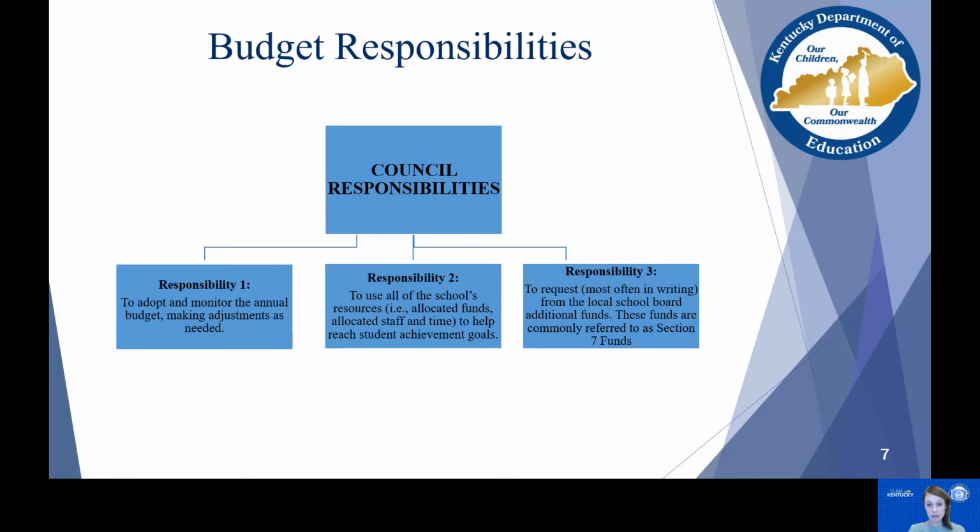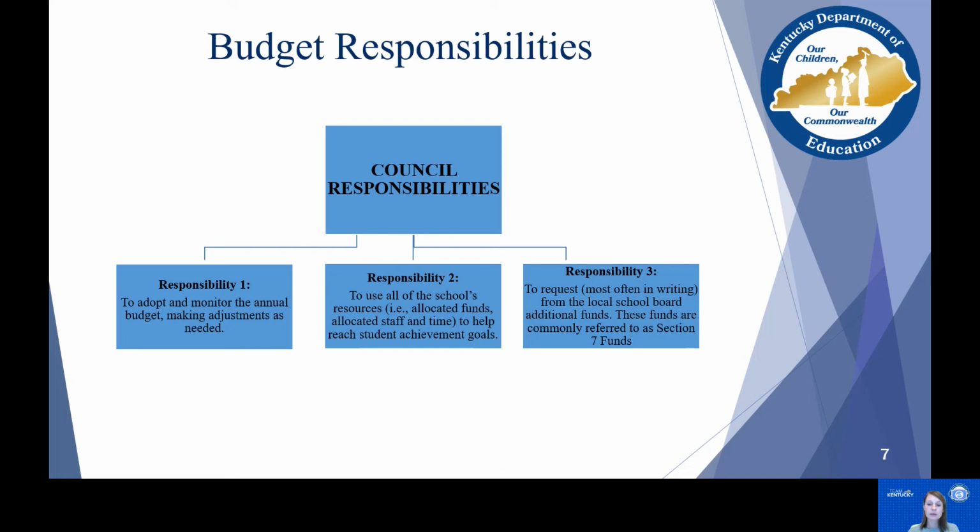So in regards to the budget, you as a council member have these responsibilities. Number 1 is to adopt and monitor the annual budget, making adjustments as needed. Responsibility 2, to use all of the school's resources, allocated funds, like allocated staff and time, to help reach student achievement goals. And then number 3, to request, most often in writing, from the local school board additional funds. And these funds are commonly referred to as Section 7 funds.